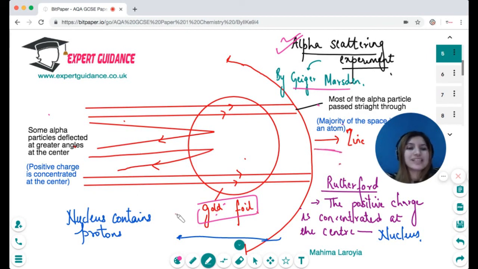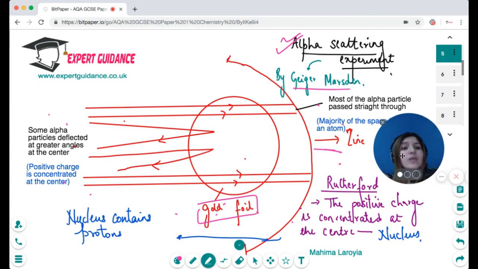But to their surprise, what they found was that the majority of the alpha particles went off undeflected, and there were minor deflections, and at the center there was a greater deflection, and some of the alpha particles just bounced back by 180 degrees.